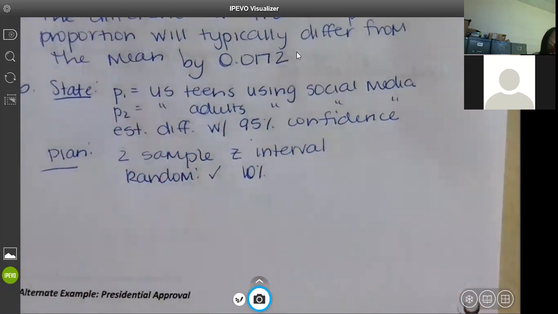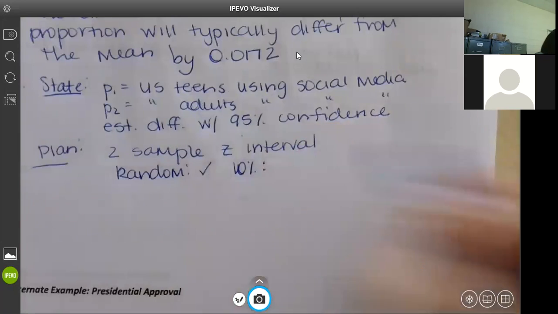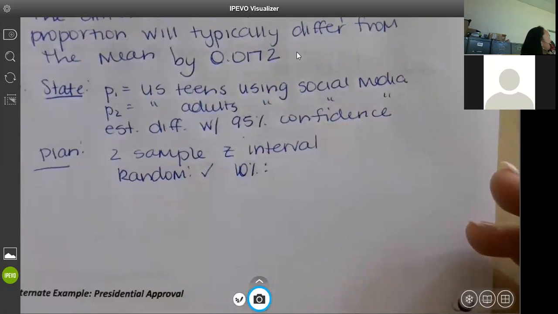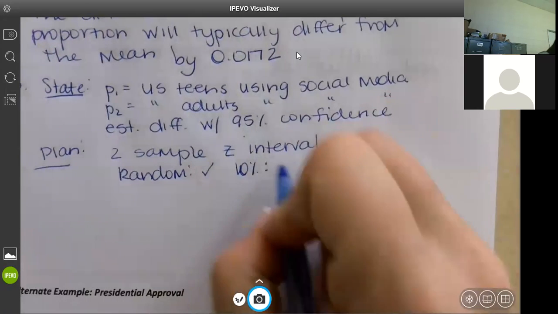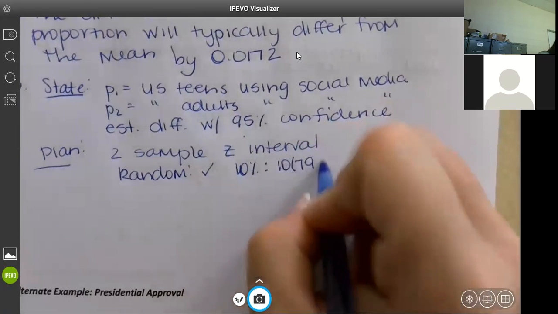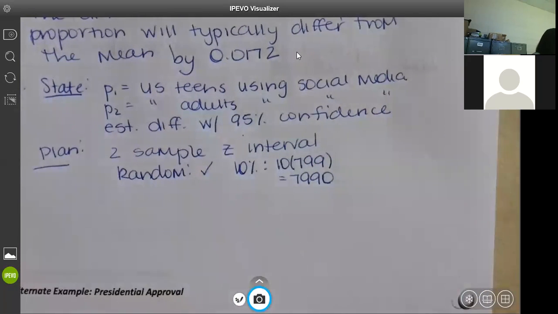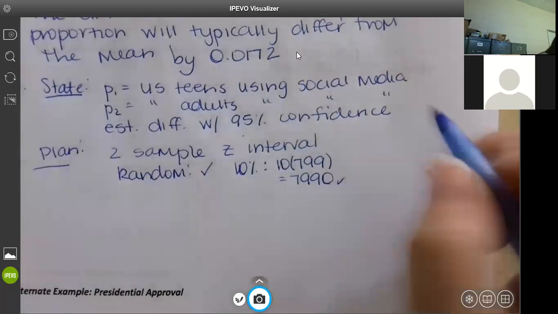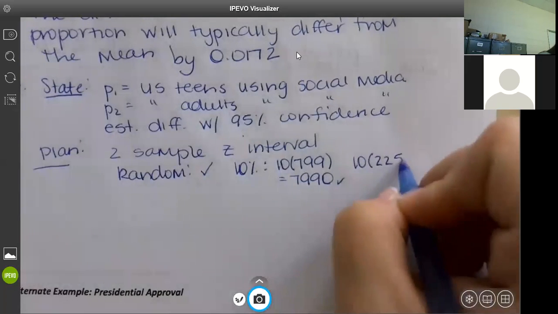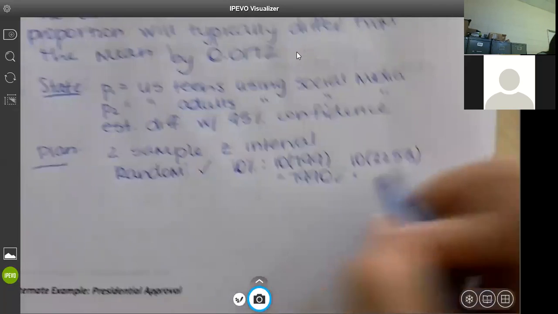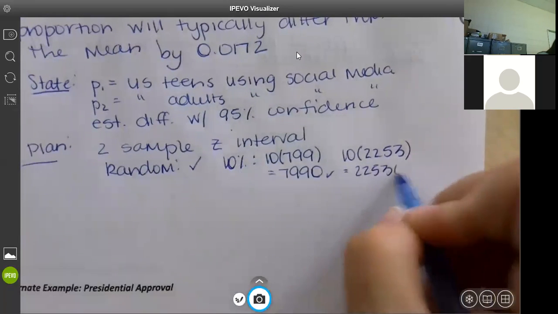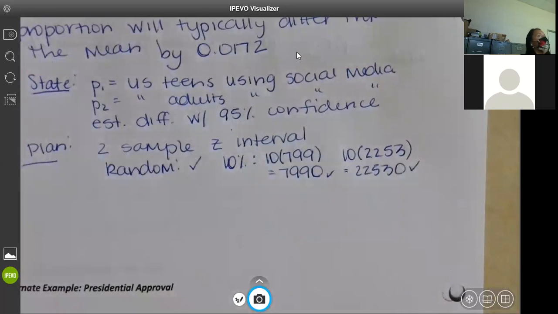What about your 10%? What do I have to do for the 10% rule? How many samples do I have? 2, and I have to make sure that those are less than a tenth of the population, right? So your sample times 10. So teens was 799. Pretty sure there's more than 7,990 US teens. Is everybody good? And then 10 times 2253, which is 22530. And there are definitely more US adults than 22,000.